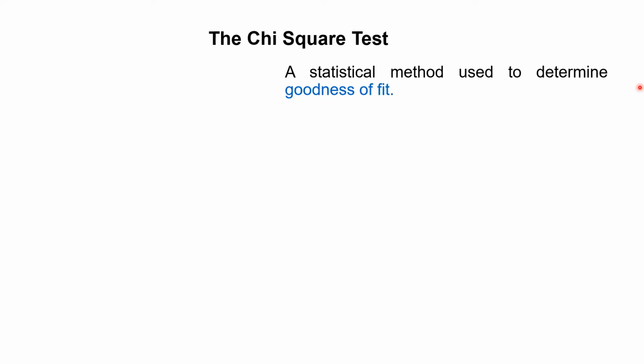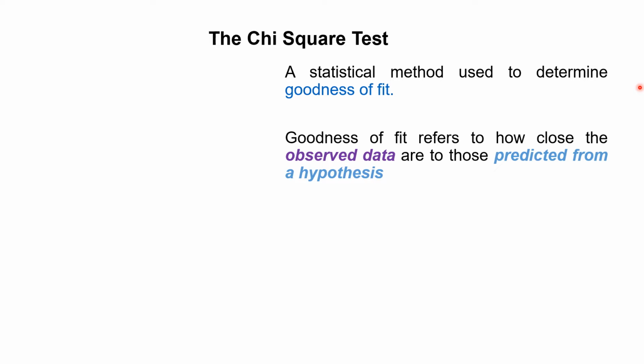Today we will talk about a statistical test called the chi-square test, and maybe if you already took statistics, you know how to use it very well. It's very easy and is widely used in genetics. This statistical method is used to determine goodness of fit, which refers to how close the observed data is to the predicted data from the hypothesis.